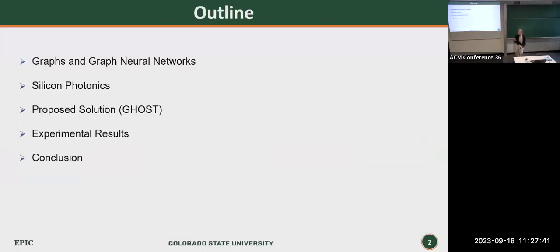This is the outline. I will start with a quick introduction on graphs and graph neural networks. I will then dive into silicon photonics and explain how we use it to perform the graph neural network operations. I'll then present our proposed solution, which is GHOST. Then I'll show the experimental results and finally end with some concluding remarks.